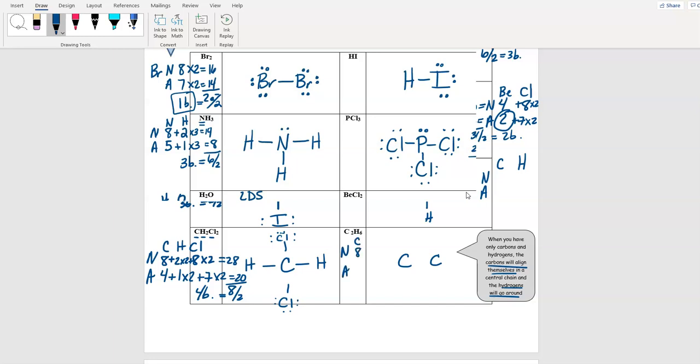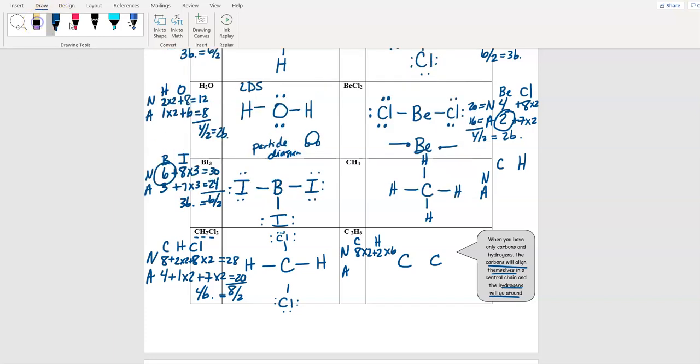So carbon needs 8 times 2. Hydrogen needs 2, but times 6. Okay? So 16 plus, let me do this down here because we're going to make this molecule big. So carbon needs 8 times 2, and hydrogen needs 2, but times 6. So 16 plus 12 is 28 electrons they need.